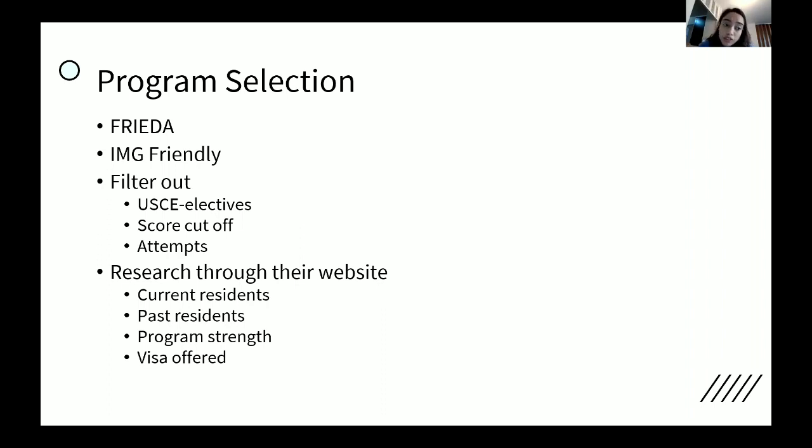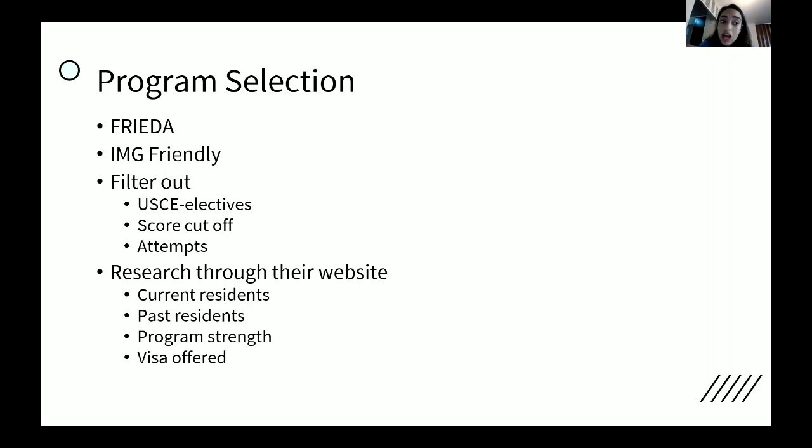The term IMG friendly, I think you guys must have heard it quite often. IMG friendly means how many international graduates the program is taking in their whole program. Like if the first years are about 20, how many of them are actually international medical graduates? And this you can find through FREIDA.